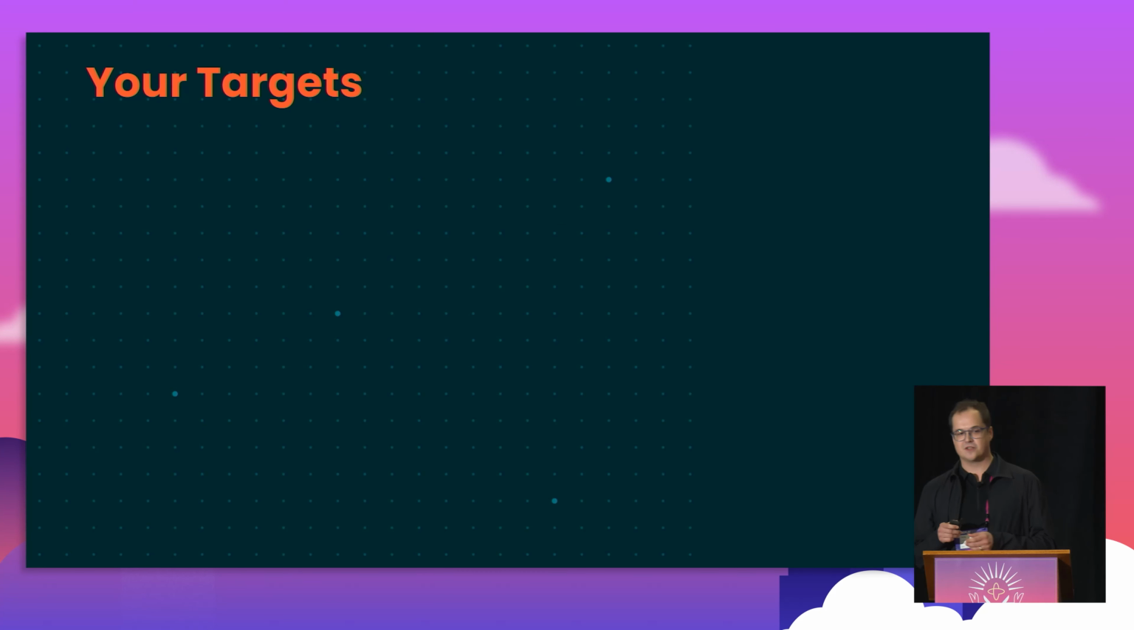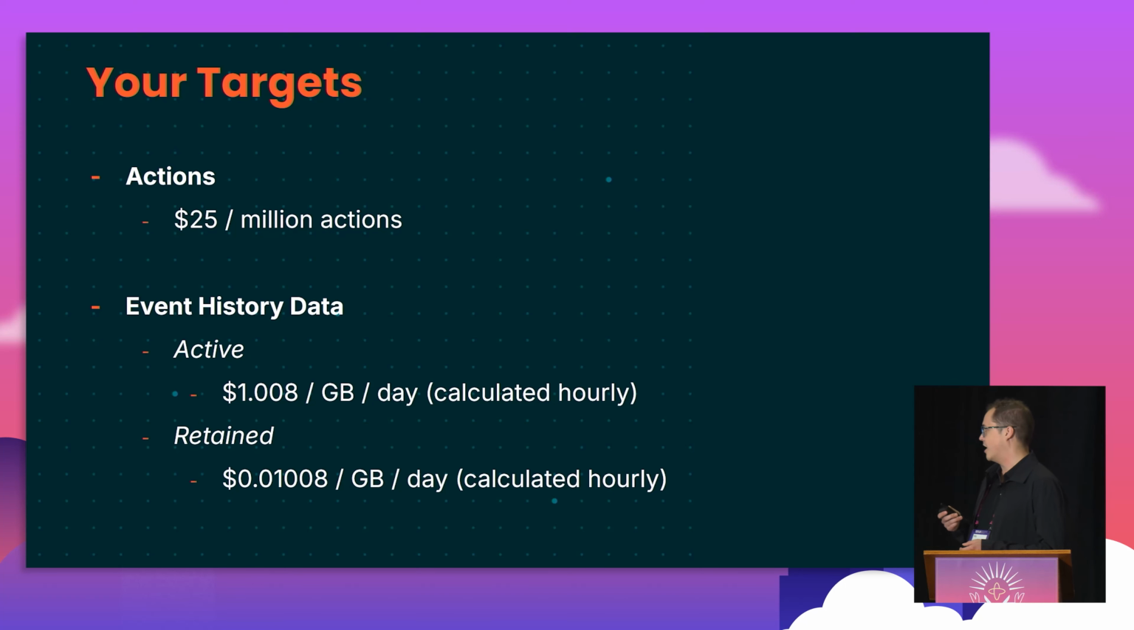So your targets, because Temporal Cloud has pretty simple pricing, are actions and your stored event history data. You really just have these two costs to worry about, and actions are fairly affordable. $25 per million actions. Actions include starting a workflow, starting or retrying an activity, sending or receiving a signal, and receiving a query. There's several other behaviors that cost actions. There's a full list online. But the overall picture is that actions are quite affordable. You need to be operating at a fairly large scale for this to become a cost center that you have to start worrying about.